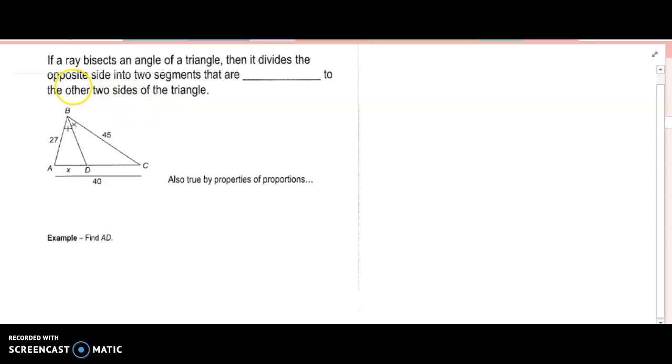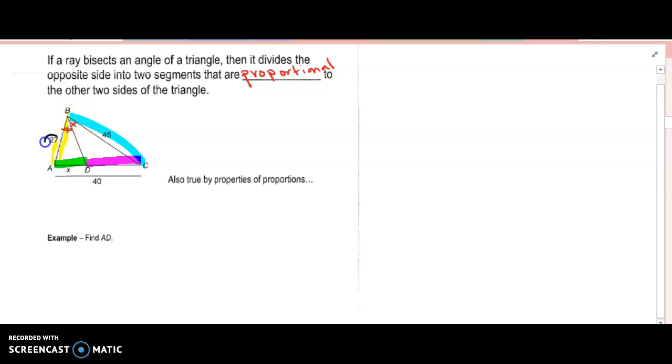Okay, so if I look at this, it says if a ray bisects an angle of a triangle, so notice here, it does bisect it because it cuts it into two congruent parts. Then it divides the opposite sides into two segments that are proportional to the other two sides of the triangle. Okay, so once again, I'm going to highlight sides. Highlight this yellow, this green, purple, and blue.